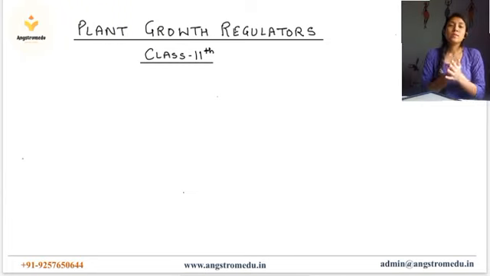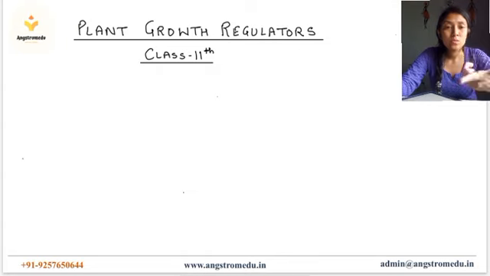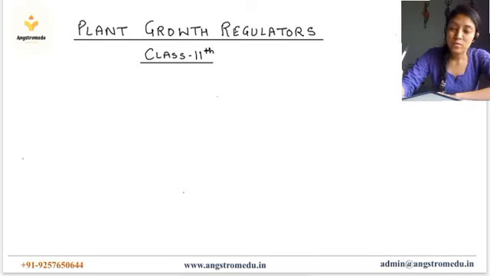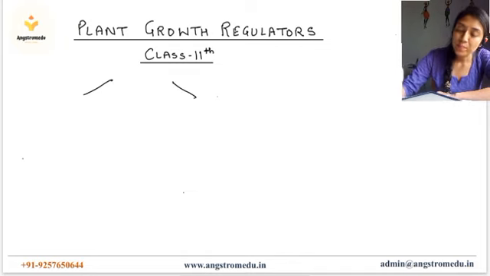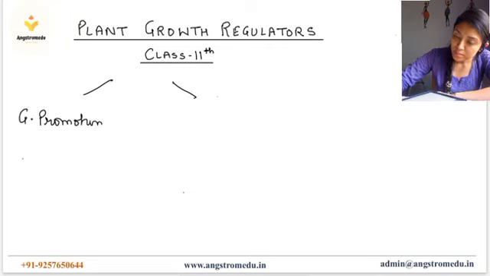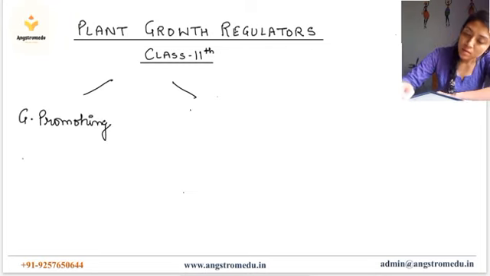Okay, so basically apart from your food, your oxygen, your temperature, there are certain chemicals or you can say hormones that are produced inside the plant only, and those hormones regulate or monitor the growth of a plant. So these are known as your plant growth regulators. Now regulators can be of two types. Regulators can be growth promoting and they can be growth inhibiting.